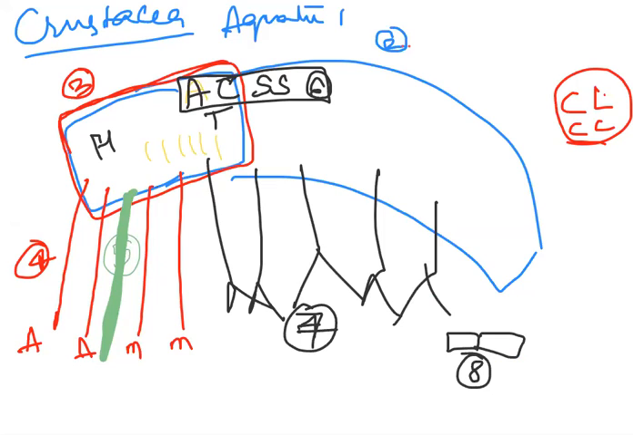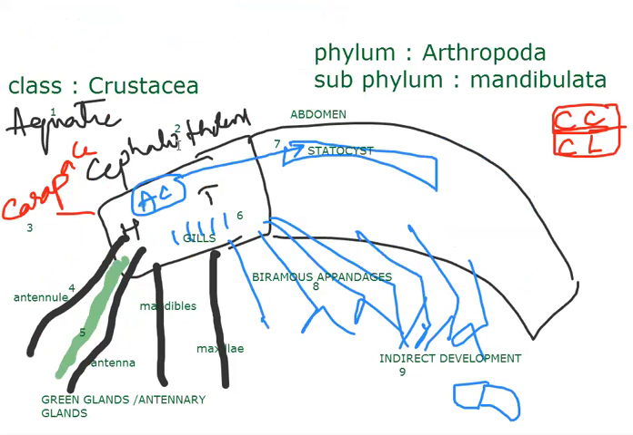Okay, let me try again. What is the first point to be remembered? They are aquatic. Very good. Second: body is divisible into cephalothorax and abdomen. If you miss something, we'll take the original photograph and see there.